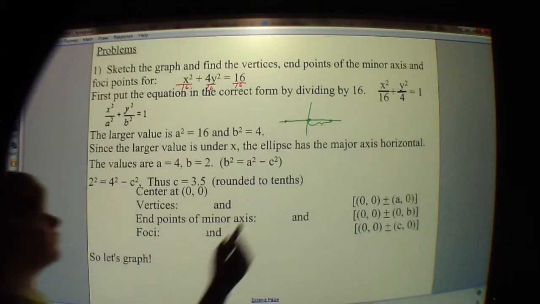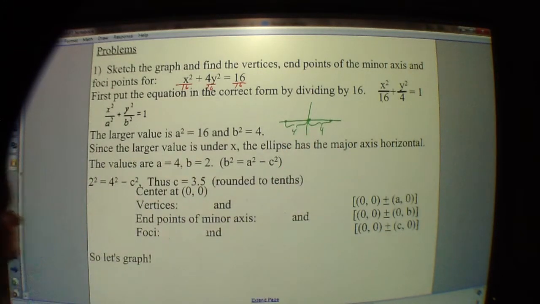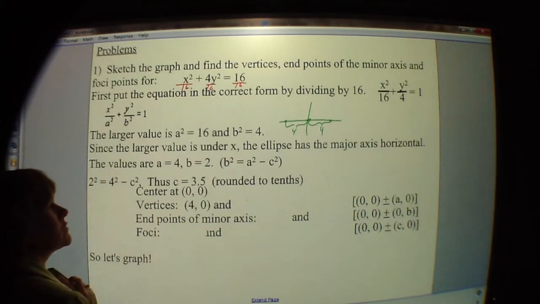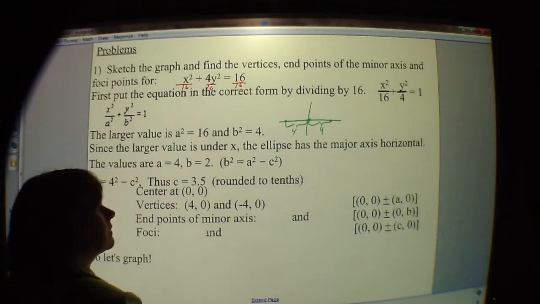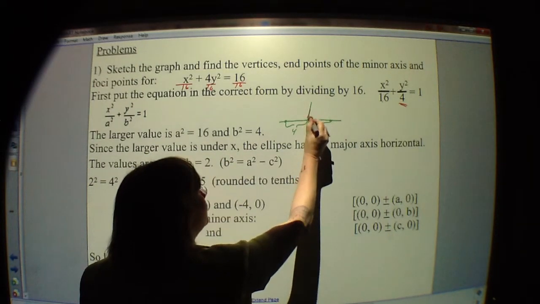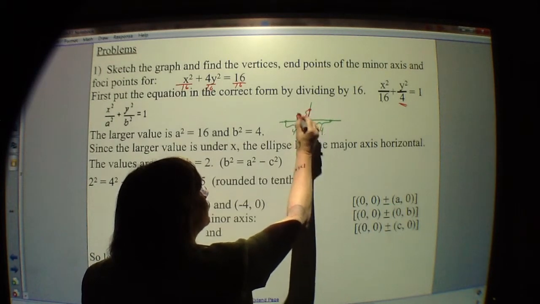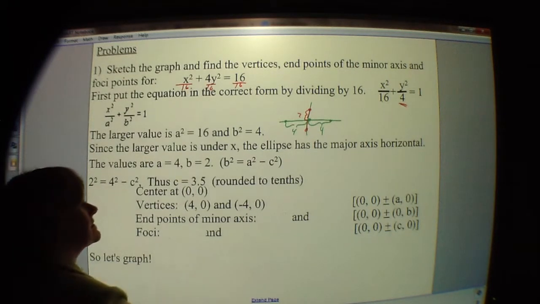Okay, so A is 4. This is also 4. So I have vertices then at (4, 0) and (-4, 0). The endpoints of my minor axis, I would go up the square root of 2, so I would go up 2, or I would go down 2. Right there is 2. And that would give me the endpoints of my minor axis. So that would be (0, 2) and (0, -2).